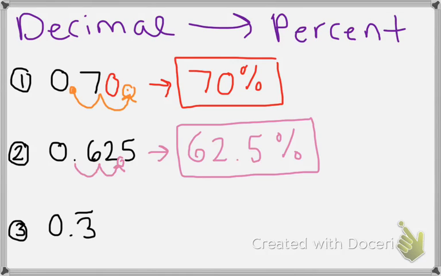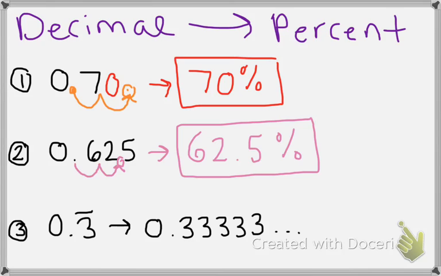Third example is 0.3 repeated. Well, that's a little interesting. What we have to do is write it out: 0.33333, and we can stop there because we know that the bar on top of that 3 means that the 3's go on forever.